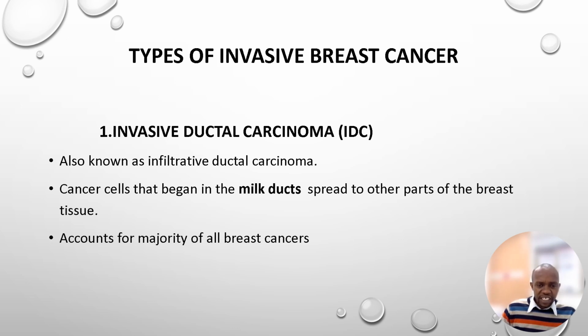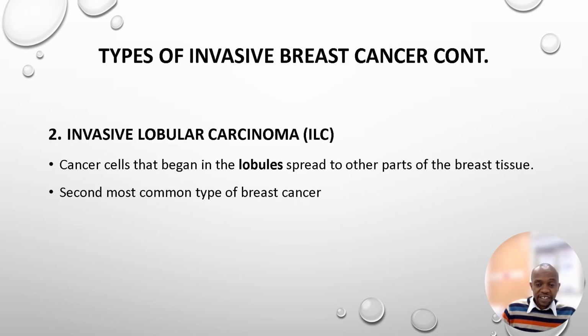Invasive ductal carcinoma is also known as infiltrative ductal carcinoma. Cancer cells that begin in the milk duct spread to other parts of the breast tissue. These account for the majority of all breast cancers. Invasive lobular carcinoma is invasive breast cancer that begins in the lobules, the milk-producing glands in the breast. It is the second most common type of breast cancer.